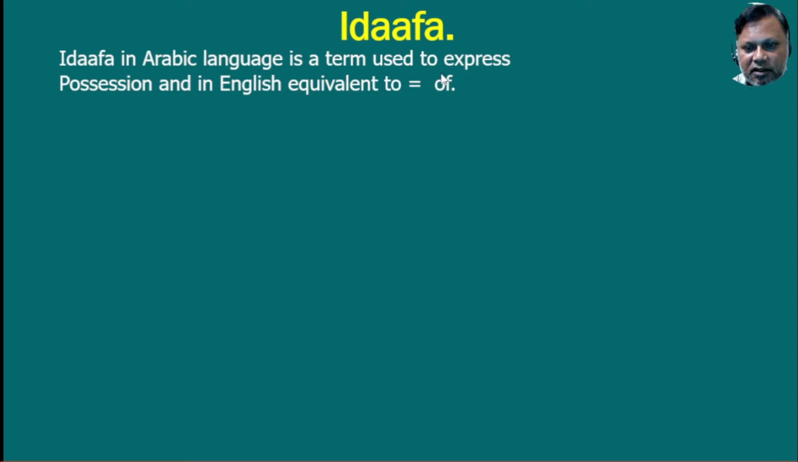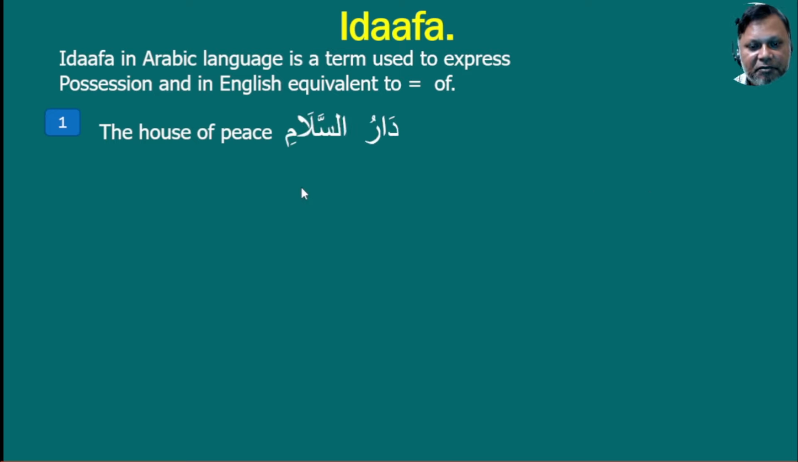To express this type of "of", there is a different way in Arabic, and this is called Idaafa. For example, the house of peace. There is no "of", then how to express this "of" in Arabic? The house of peace means Darus Salami. One more example, a kilo of bananas means kilu mauzin. Kilo means kilogram and mauzin means banana.